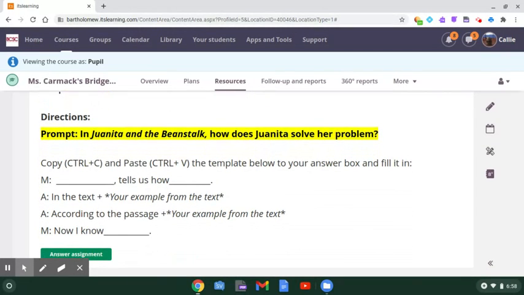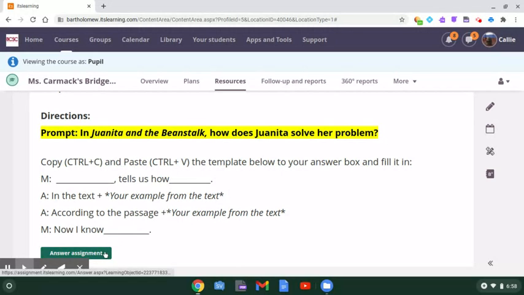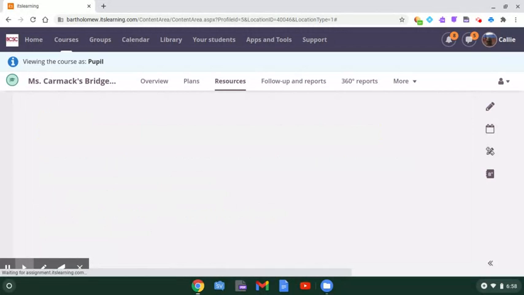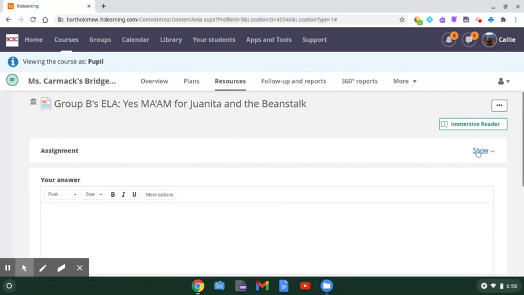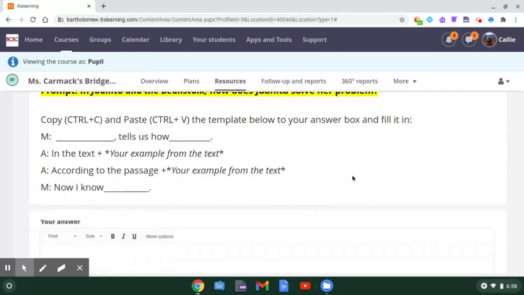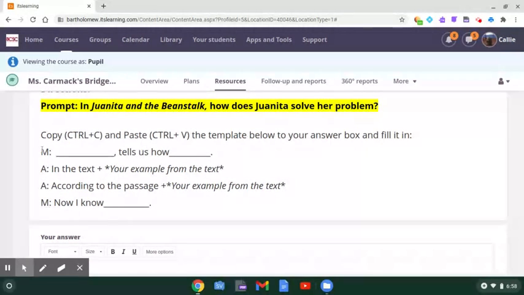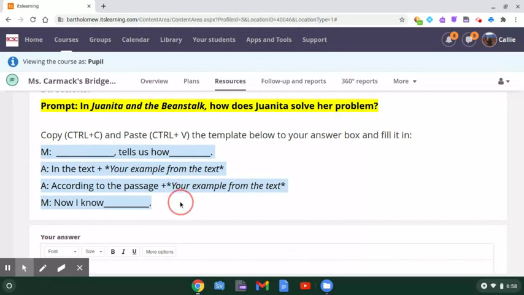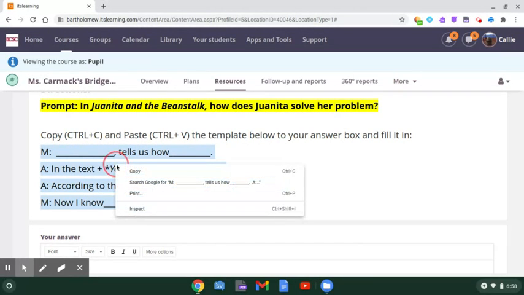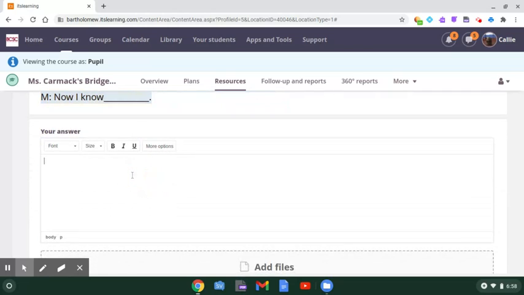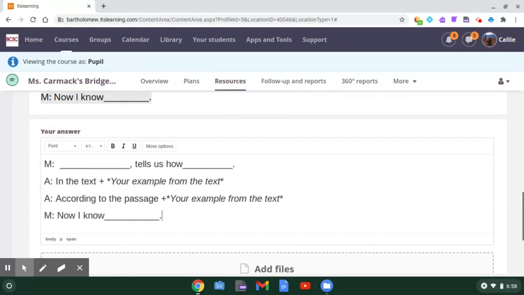Okay, so here's our prompt for Juanita and the Beanstalk. How does Juanita solve her problem? So this is still assigned to you on Wonders. So I would recommend that you use the text to help you. So I'm going to go to answer assignment. Remember, you can copy and paste the template that I've put here for you. It's there to help. So I'm going to highlight all of this, double click, copy. I'm going to go to my text box and hit Control and V to paste.